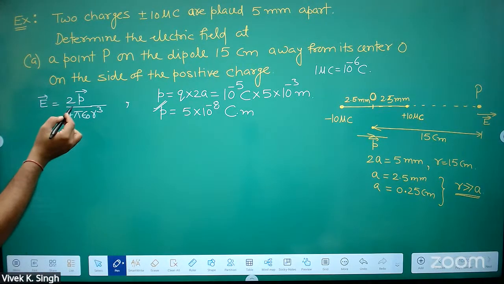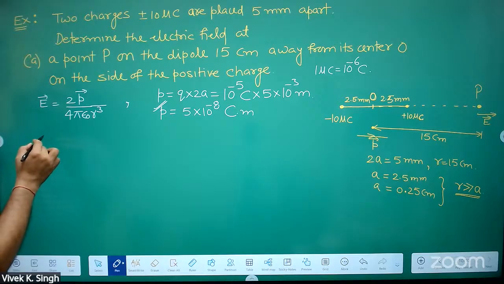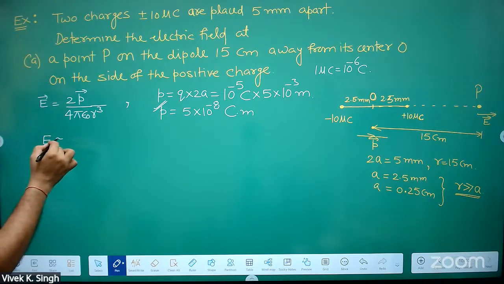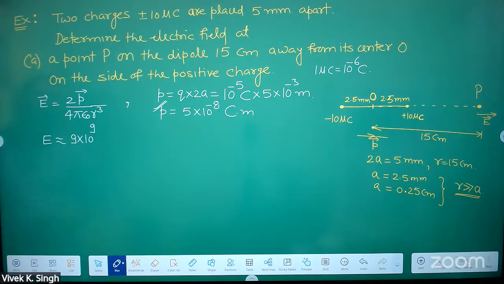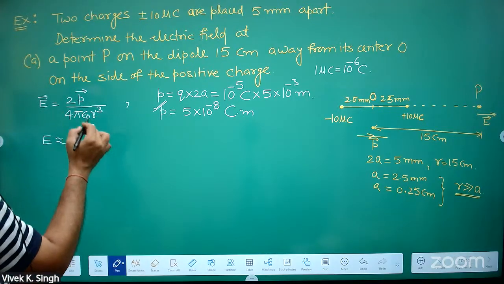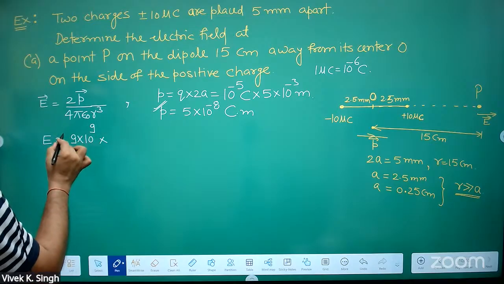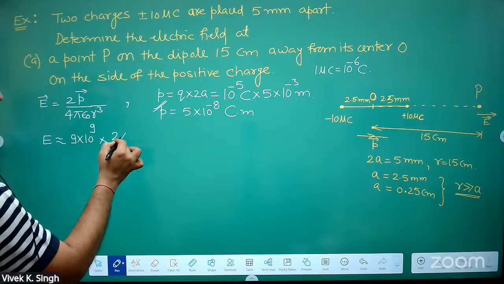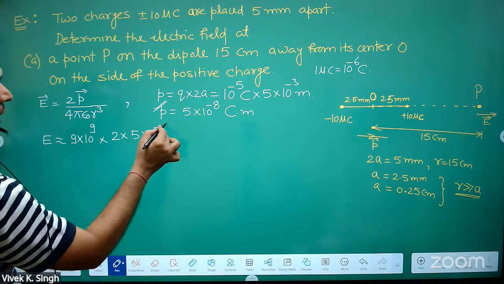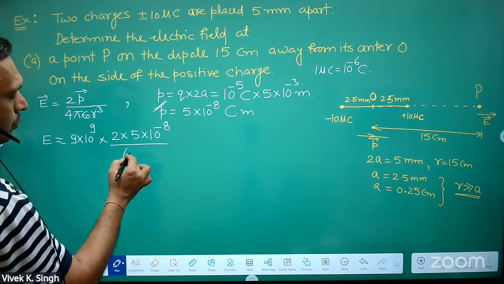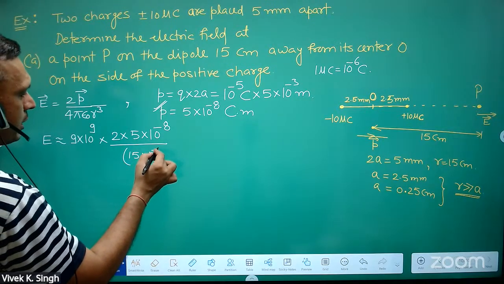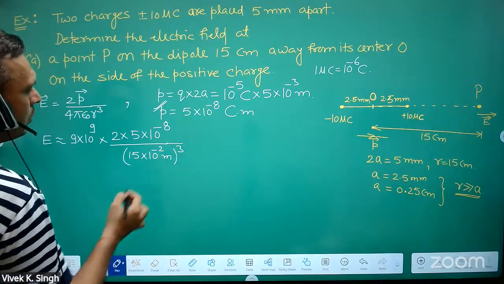And you know 1 by 4 pi epsilon naught is 9 into 10 to power 9. So the magnitude of the electric field is, I am writing 1 by 4 pi epsilon naught is 9 into 10 to power 9, approximately in MKS units, and 2p, this will be 1 by 4 pi epsilon naught, 2 into dipole moment. So dipole moment is 5 into 10 to power minus 8 coulomb meter. And R is in centimeter, so R cube will be 15 into 10 to power minus 2 meter whole cube.